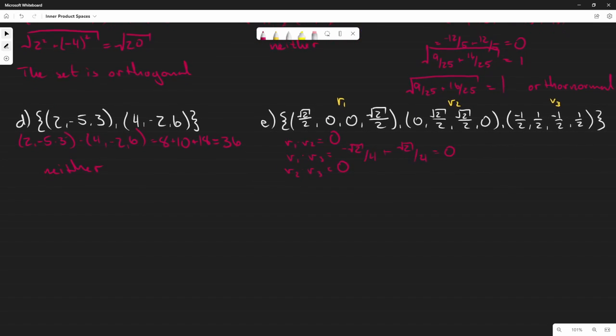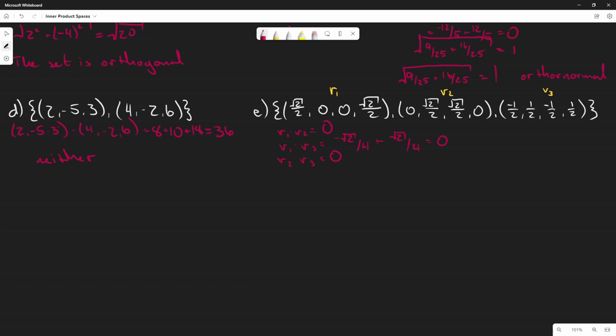So now we got to check if each vector is a unit vector. So for V1, we will see that this will give us 2/4 plus 2/4, which is just equal to 1. So their square root is just 1. V2 will be the same thing because we have root 2 over 2. And then V3, whoops.